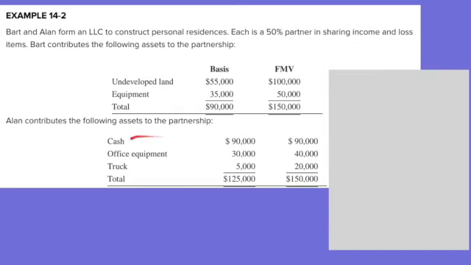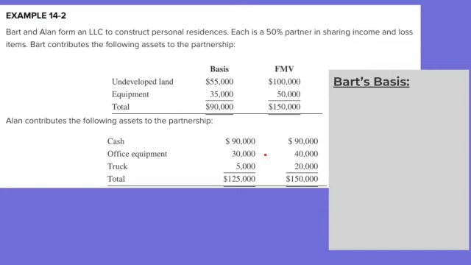Alan, the other partner, contributes cash of $90,000. That's his basis. Fair market value is obviously the same. Office equipment of $30,000, fair market value is $40,000. A truck with his basis of $5,000, fair market value of $20,000. So his total assets are $150,000, same fair market value as the other partner, which is normally what you would expect, right? Because why else would people agree if it wasn't fair? But their bases are different.